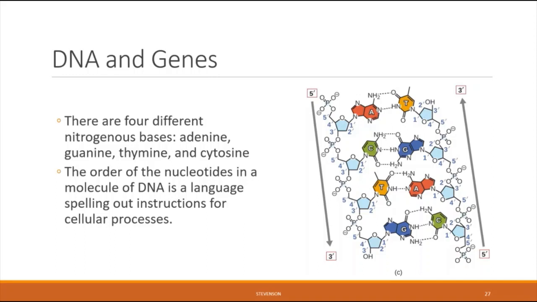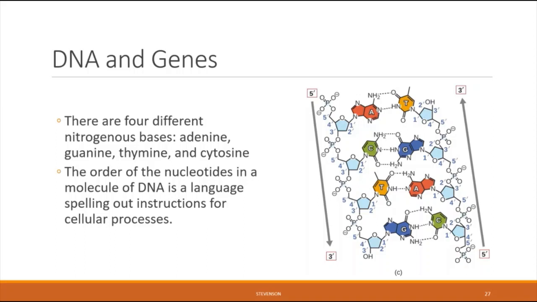Now, I don't want to give away the entire answer for that last checkpoint, but I do want to highlight that one of the important components of a nucleotide is the nitrogenous base. And the nitrogenous base can be four different things in a molecule of DNA. It can be adenine, which is represented with an A, guanine, represented with a G, thymine, represented with a T, or cytosine, represented with a C. And as we discussed previously, the order of these nitrogenous bases in a molecule of DNA is like a four-letter language for spelling out instructions that induce the cell to carry out its different processes.